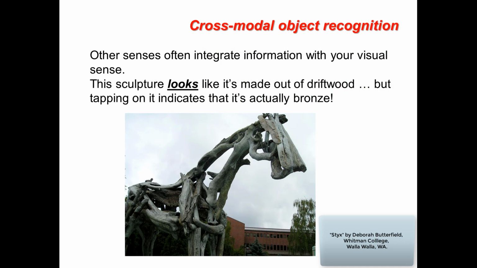And then going from one sense to another, obviously there's a lot of cross-modal integration as well. And we can see that many stimuli require inputs from multiple senses before a correct recognition can be made. And this sculpture is a great example of just such a stimulus. Looking at it, you might think that it's made of driftwood, but if you were also to touch it or tap on it, you would know that it is made of bronze. So there has to be cross-modality in object recognition that goes beyond visual processing.